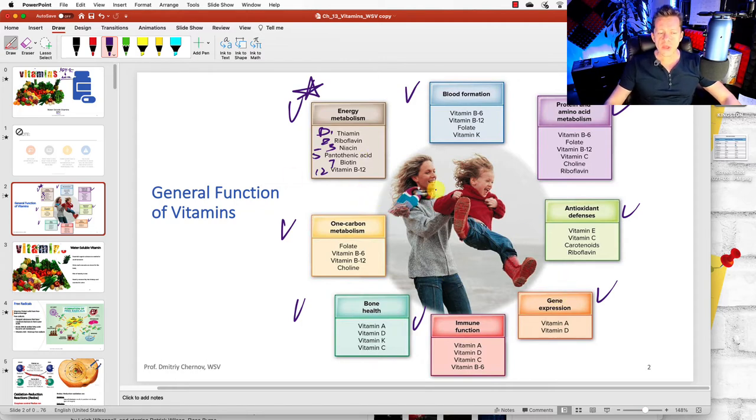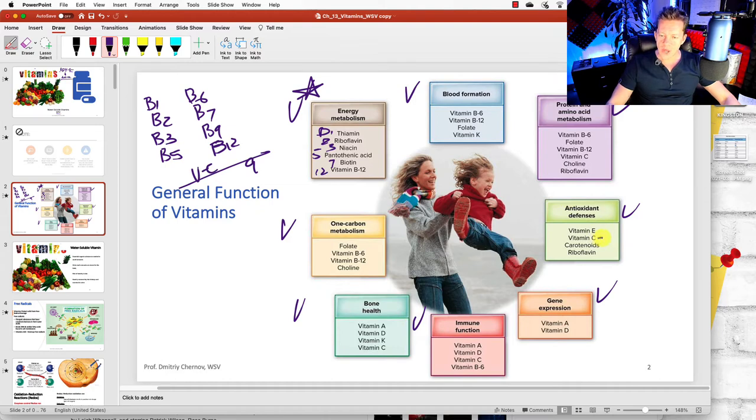So here, not only water-soluble vitamins, but also fat-soluble vitamins. What are the water-soluble vitamins? B1, B2, B3, B5, B6, B7, B9, B12, and vitamin C. So there are 9 of them: 1, 2, 3, 4, 5, 6, 7, 8, 9. There are 9 water-soluble vitamins. We call them B-complex vitamins and vitamin C.